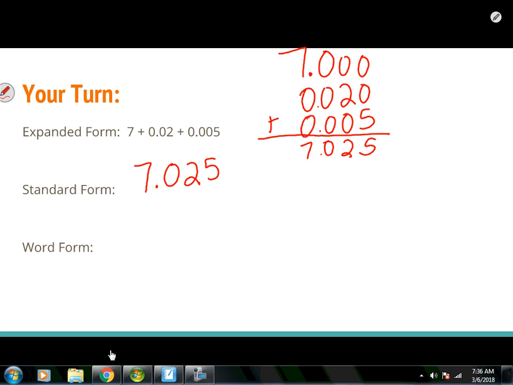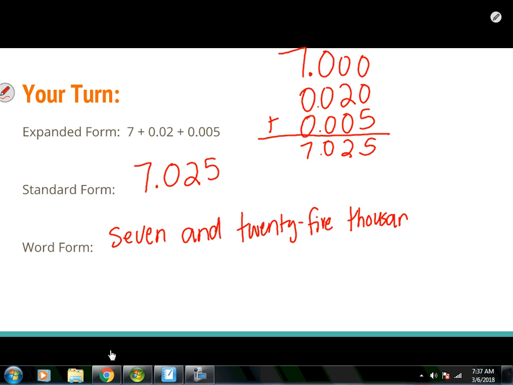To write this as word form, 7 and 25 thousandths. Again, the THS on the end of that word is super important. That helps us know it's a decimal.